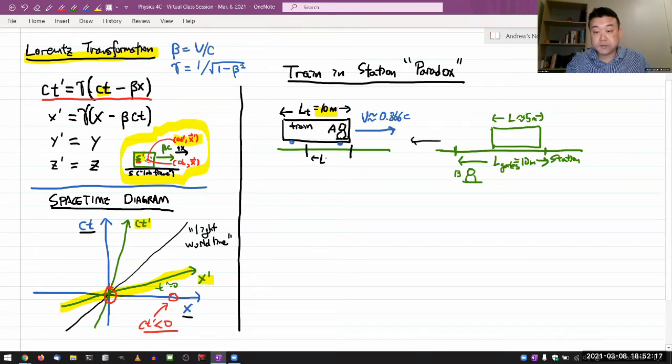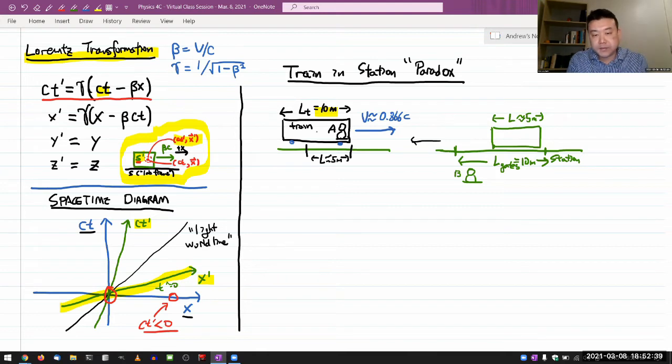So that's the paradox. Who is right? Is the train able to fit between the two gates or is it not? Shouldn't it be one or the other? So that's the paradox.